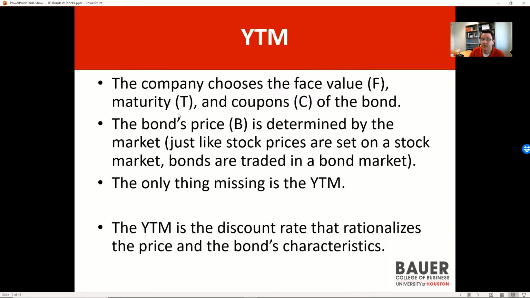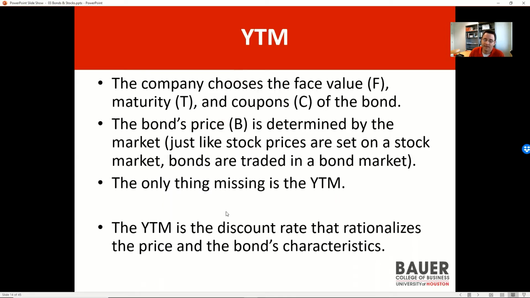That contract then gets traded. Just like in the stock market, shares of equity get traded. In the bond market, these contracts get traded. And so you can see the price of that contract at any given time by looking in the bond market. If we have the cash flows in this first bullet and we know the price, the only thing missing is the yield to maturity. So this is what gets inferred by looking at the price and the cash flows.